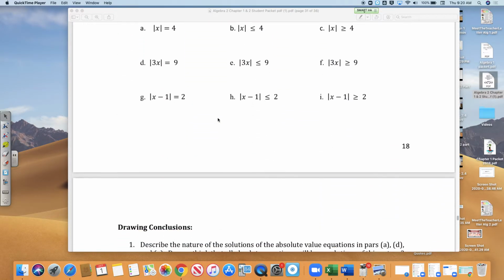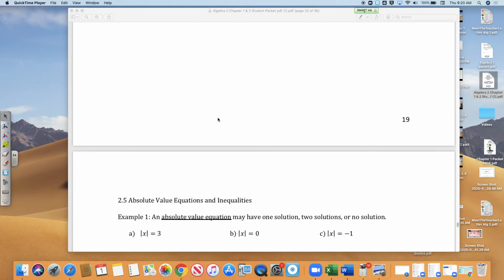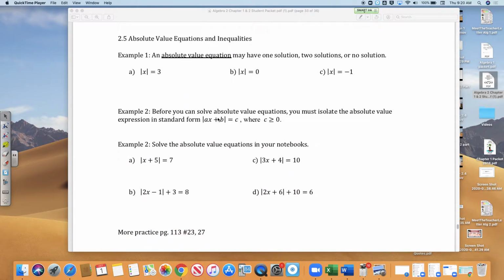We're going to skip all the way to the next page where the actual notes start for section 2.5, absolute value equations and inequalities. So we're going to start with equations and get the hang of how to solve these, and then we'll solve absolute value inequalities, which are a little bit more difficult. An absolute value equation may have one solution, 2 solutions, or no solution.